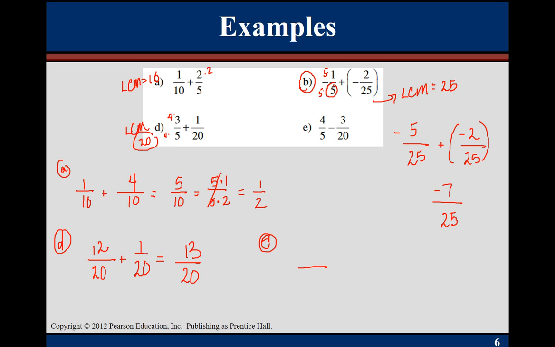For E, I have the same least common multiple over 20, except now when I multiply by a 4 up on my top, I'll have a 16.